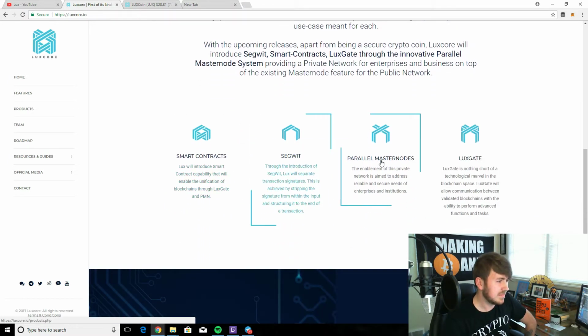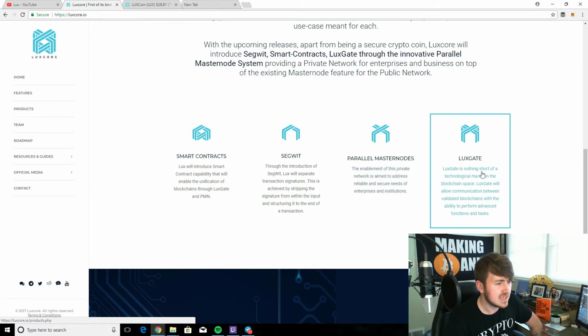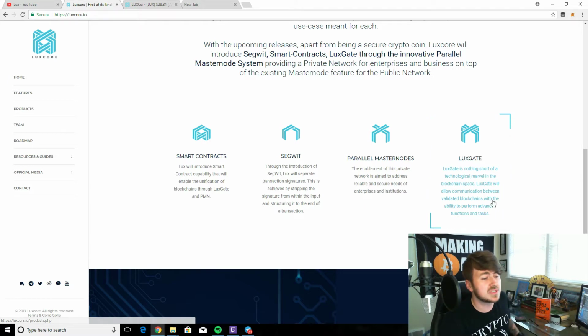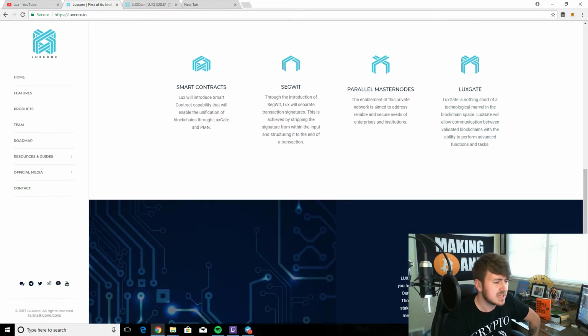Smart contracts, SegWit, parallel masternodes, LuxGate. I'm not going to go through these two. We've heard enough about this. Let's read what this is. Parallel masternodes. The enablement of this private network is aimed to address reliable and secure needs of enterprise and institutions. Okay. LuxGate is nothing short of a technological marvel in the blockchain space. LuxGate will allow communication between validated blockchains with the ability to perform advanced functions and tasks. Cool. Let's see how it gets implemented.